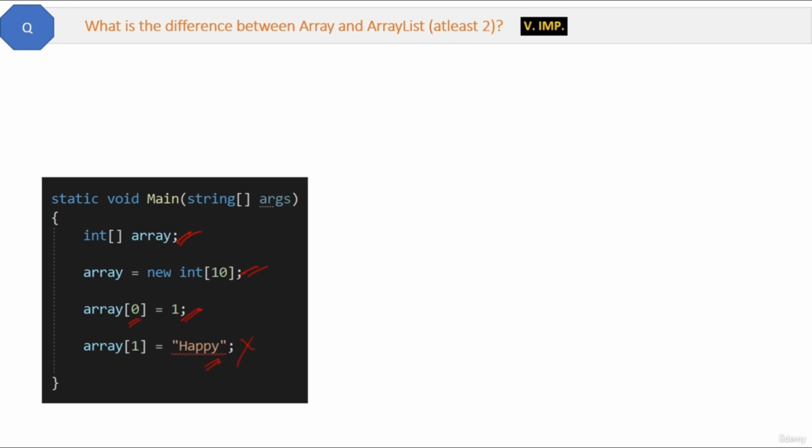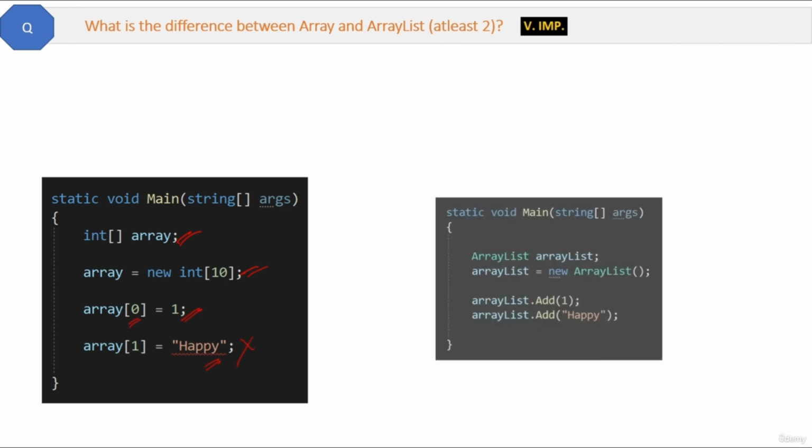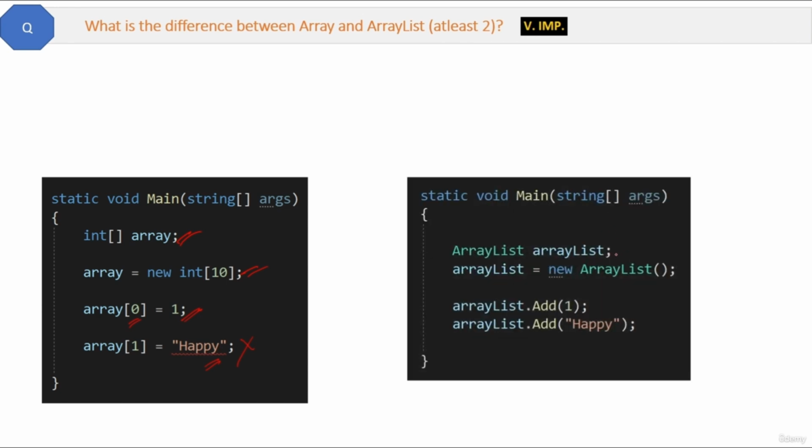Similarly, here is the code of ArrayList. An ArrayList has been declared, then its instance has been created, and then items are added inside it. Here we can store items of different types like integers, strings, any type. The reason is that ArrayList converts these integer and string values to objects. Therefore, ArrayList stores objects only, and that is boxing, which we discussed in the previous video.